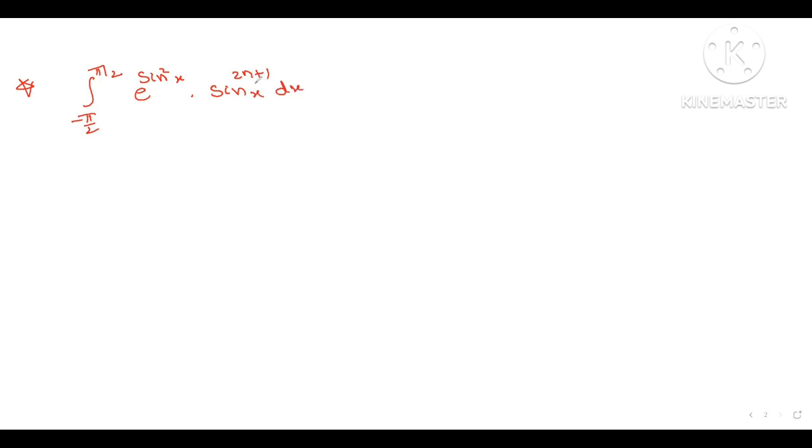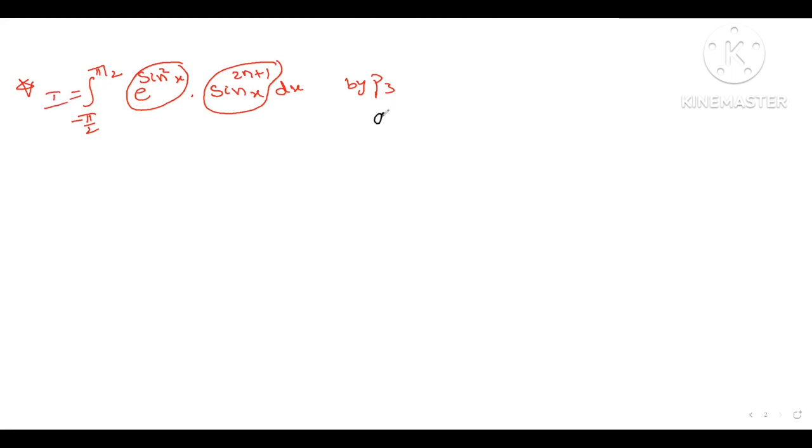Here, by using property number 3, e to the power sin square x is an even function, and sin to the power 2n plus 1 of x is an odd function. So the integration of an odd function will be 0. This answer will be 0. Okay, now let me explain the proof.